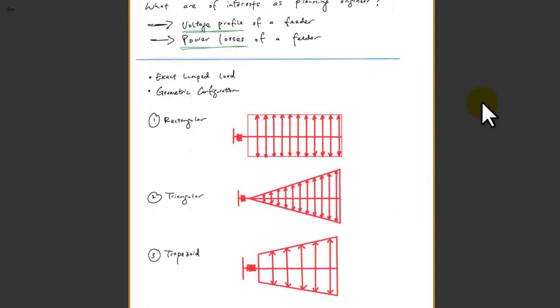Our interest in this chapter is to have 3 different shapes determined. The way the author organizes the text starts with the lumped load geometry configuration, and then the rectangular, triangular, and trapezoid. I want to do this a different way, so I flip this around. I start with this shape first, and then we'll come back to the lumped load and geometry configuration.